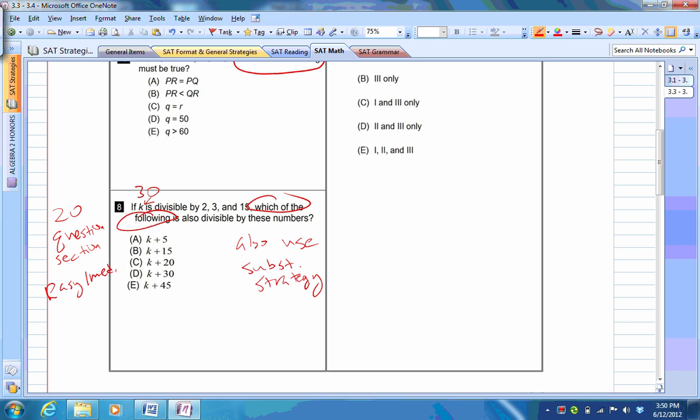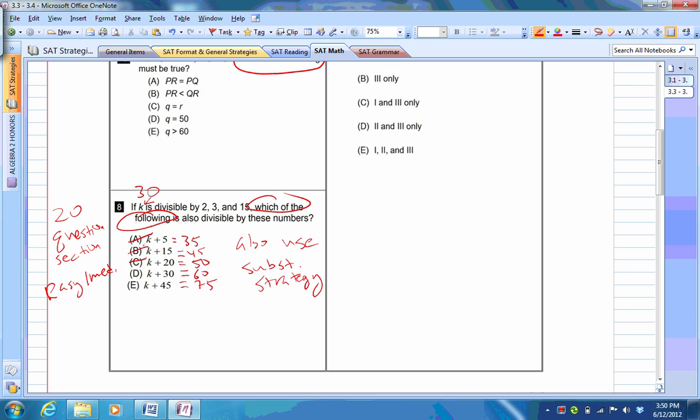So the question is, which of the following is also divisible by 2, 3, and 15? You plug in 30 for k into each choice. Here you get 35, here 45, here 50, here 60, and here 75. Start with choice A, 35. Is 35 divisible by 2? Nope, it's out. Now B, is 45 divisible by 2? Nope, out. Now C, is 50 divisible by 2? Yes. Is it divisible by 3? Nope. Out.